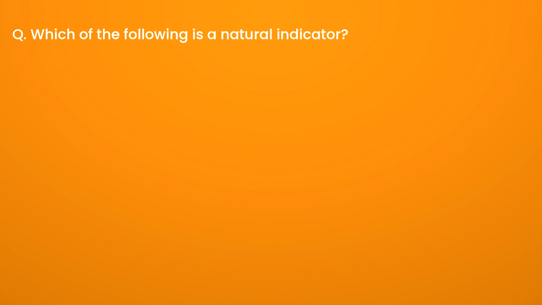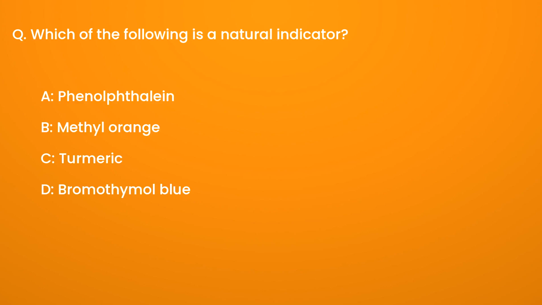Question: which of the following is a natural indicator? Option A. Phenolphthalein. Option B. Methyl orange. Option C. Turmeric. Option D. Bromothymol blue. You have 5 seconds to answer the question.